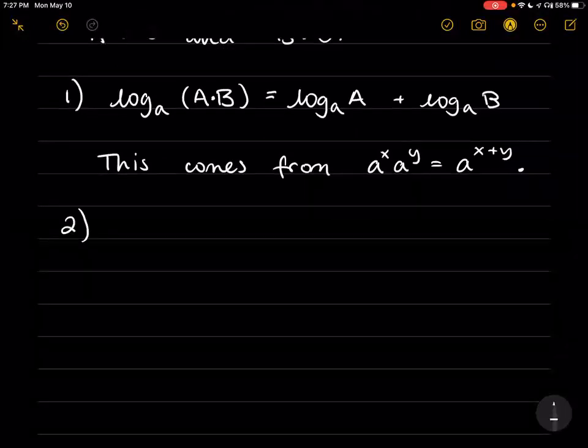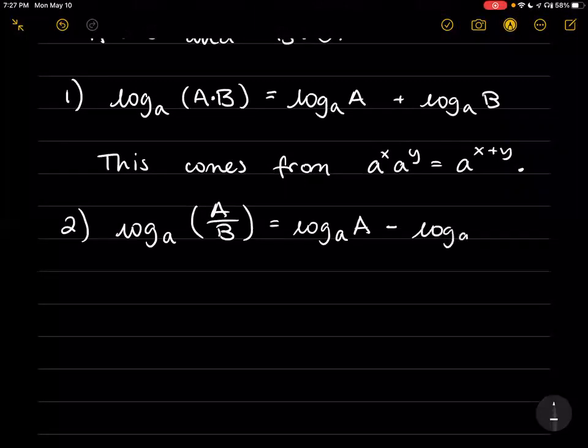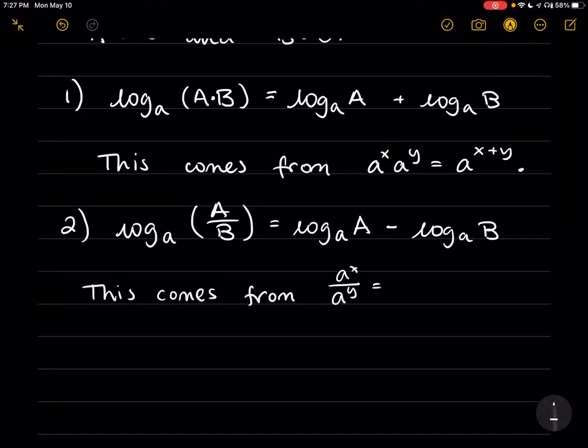2. Log base a of a divided by b, so kind of similar, is going to be log base a of a minus log base a of b. And again, just to give you some intuition for why this is true, this comes from the idea that if you have a to the x over a to the y, you can rewrite this as a to the x times a to the negative y, and then you can combine them to get a to the x minus y.